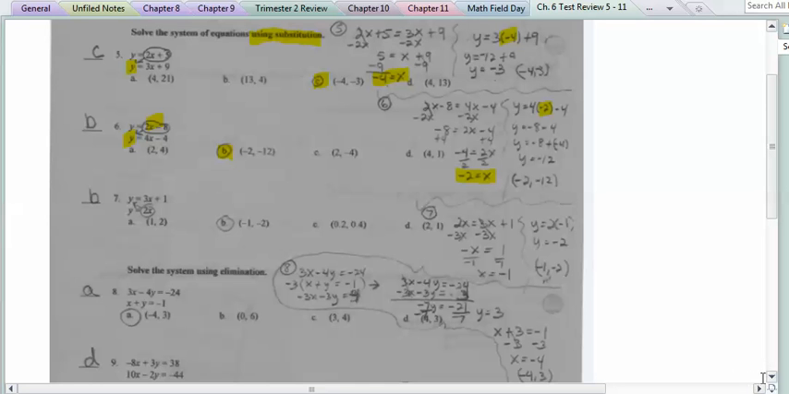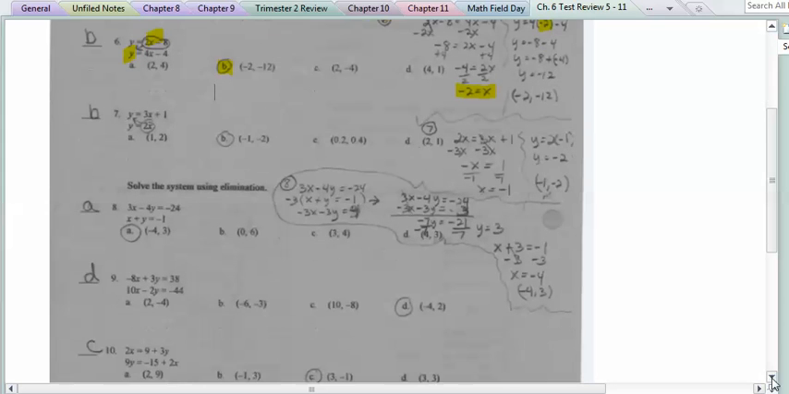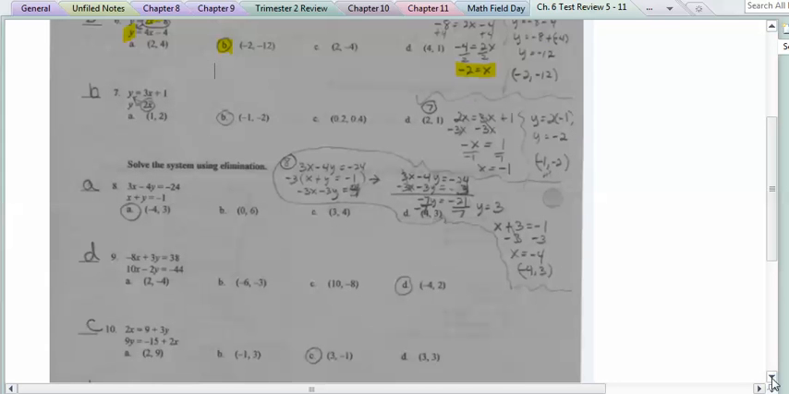Number 7. Number 7 was also substitution method. So we're going to go over here. We substituted this 2x and put it up here. Did the work. X is -1. Took that -1, substituted there.